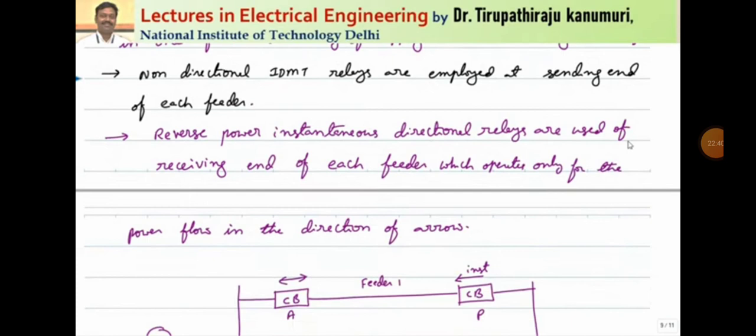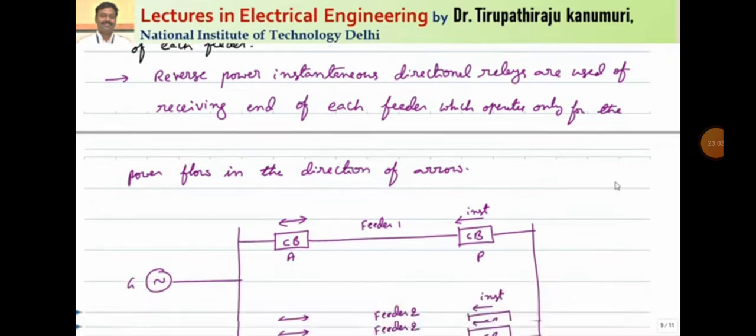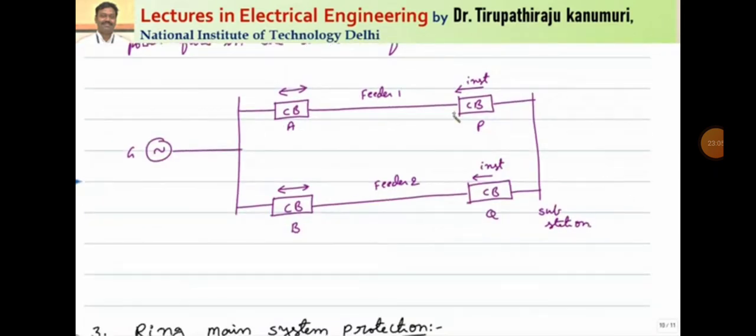So in the case of parallel feeders, what we do, non-directional IDMT relays. IDMT stands for inverse definite minimum time lag relays. That means it will have the inverse time characteristics. Inverse definite minimum time lag relays are employed at the sending end of each feeder, and reverse power instantaneous directional relays are used at the receiving end of the feeder, which operates only for the power flow in the direction of the arrow. Let us take for example, if I am keeping the arrow like this, the meaning is it will only operate if the power flows in this direction. So here you can see the arrow is on both sides. That means it is a non-directional relay.